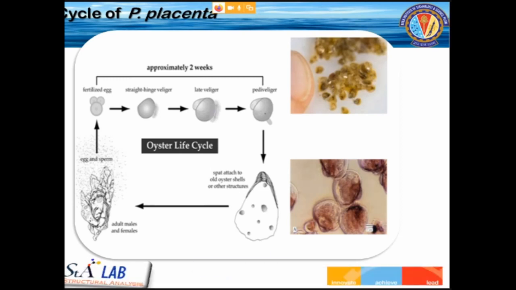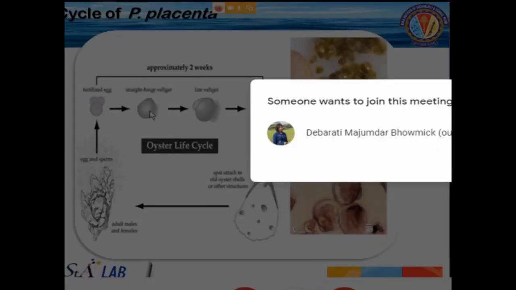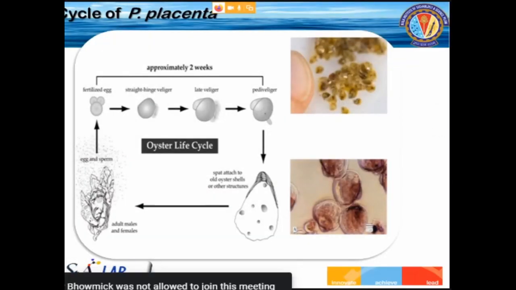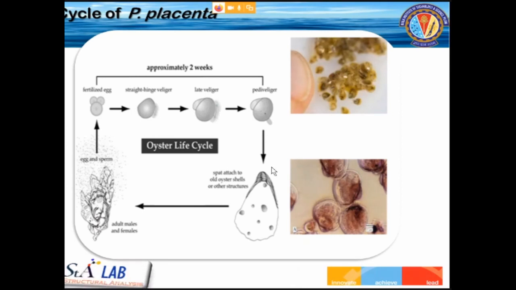So to cut to the chase, let us look at the life cycle of the Lacuna placenta, or the window pane oyster, as we know it. It begins with a fertilized egg. In approximately 2 weeks, the fertilized egg makes a transition to a straight hinge veliger and becomes a late veliger larva before establishing itself on some sort of substratum as a pediveliger. You can see that on this screen: fertilized egg to veliger to late veliger and pediveliger. After this span of 2 weeks, the pediveliger tries to fix itself to either old oyster shells or rocky bottoms, or even the dead shells of other animals. And within years of attaining maturity, it can produce eggs and sperms, which are bred together to give the fertilized egg. So this, in short, is the life cycle of the Lacuna placenta.